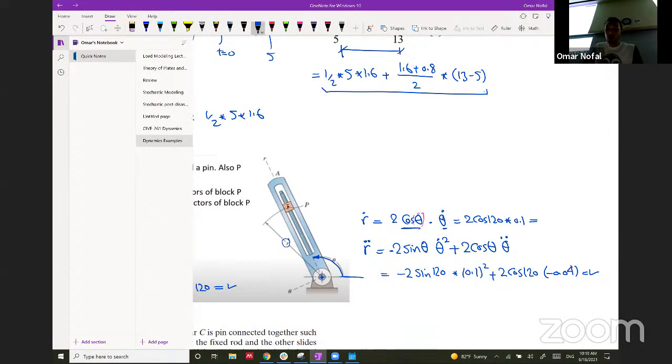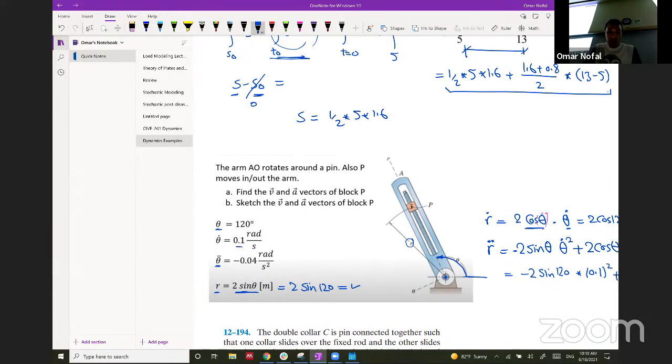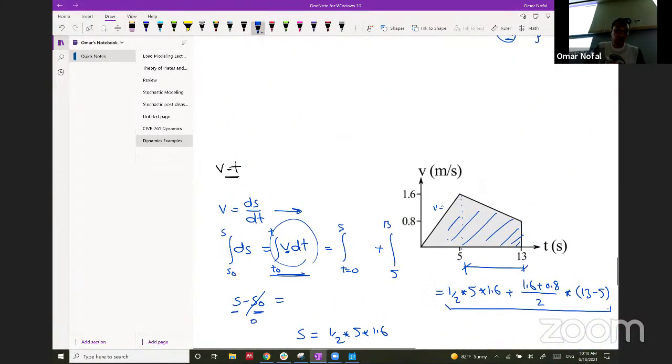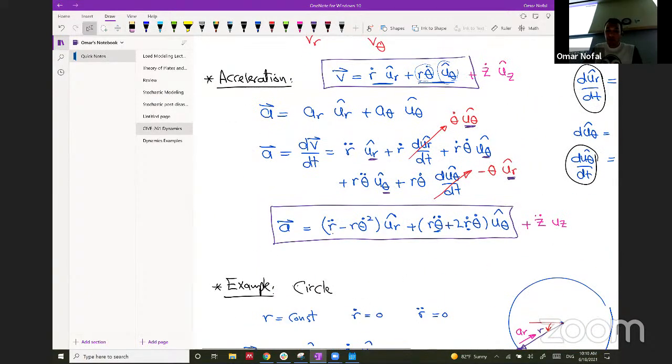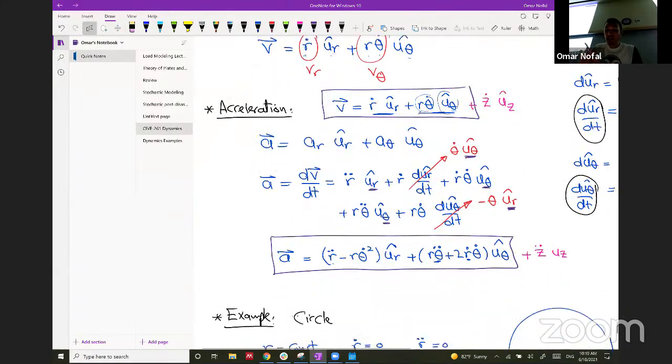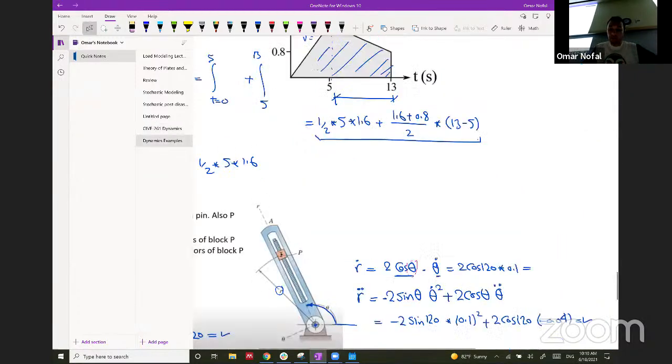Then we will go back with these derivatives of theta and r to the equations here, the a and the v, and substitute, so we will get the v and a vectors. I will stop here now and I'll solve this problem in detail next time.